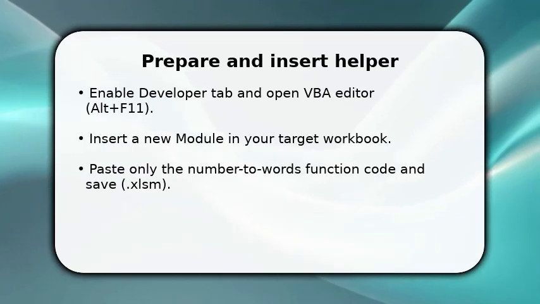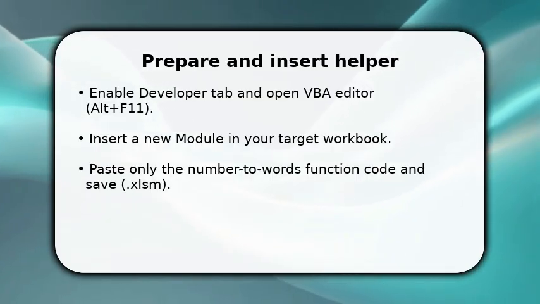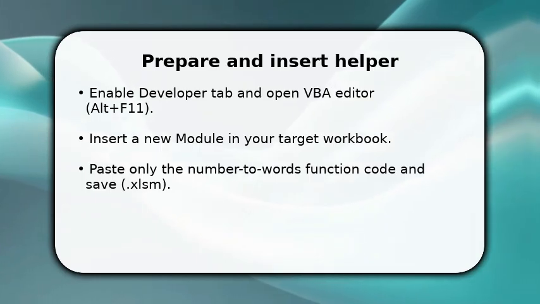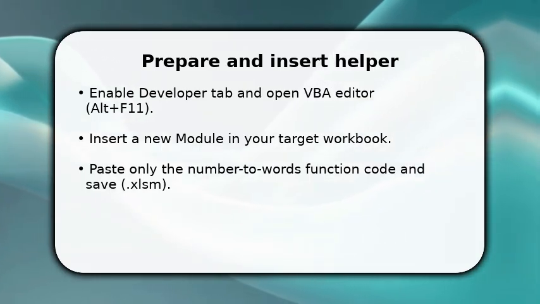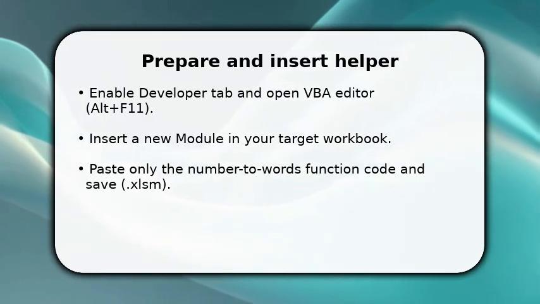You start by inserting a helper. Open the VBA editor with Alt plus F11 and add a module in the workbook you will use. Once done, paste a clean number to words function into that module. This creates a reusable routine you can call from any sheet.